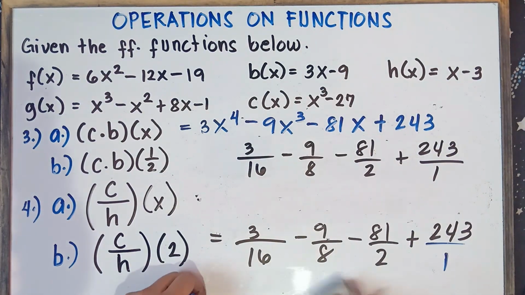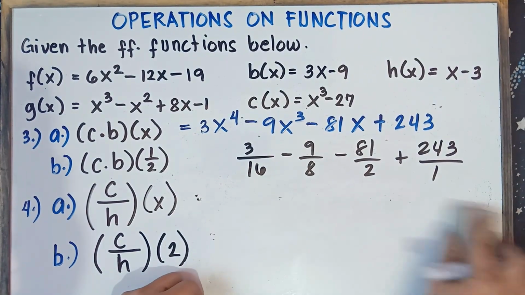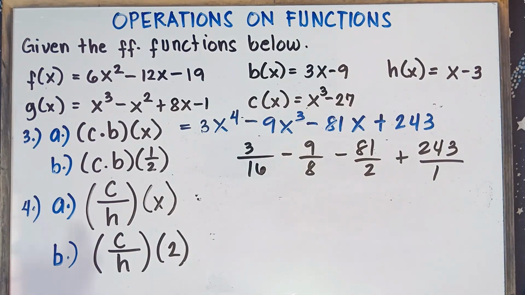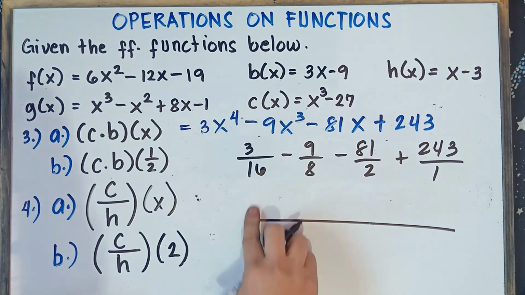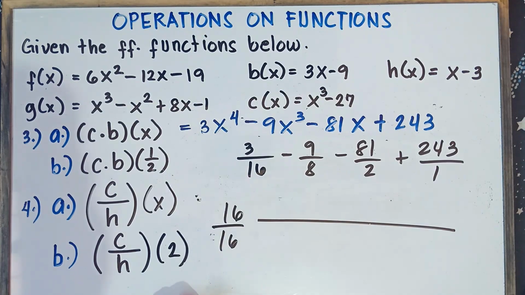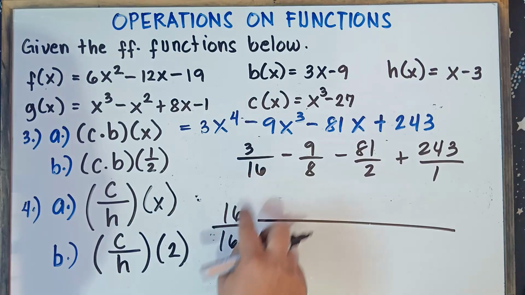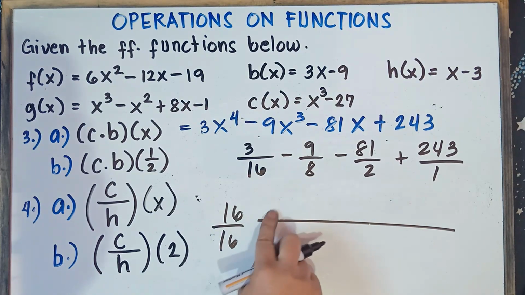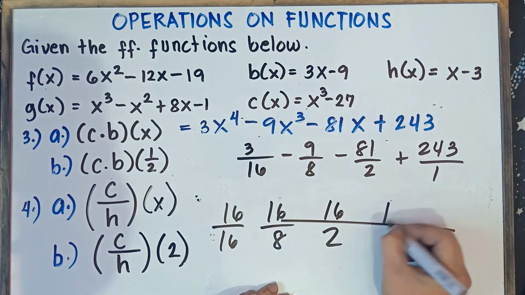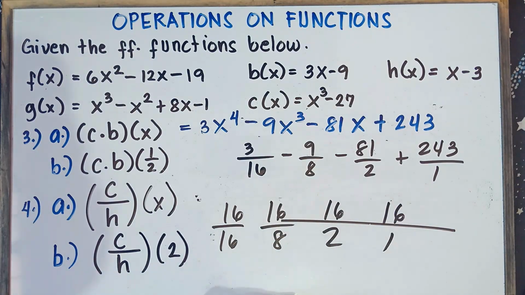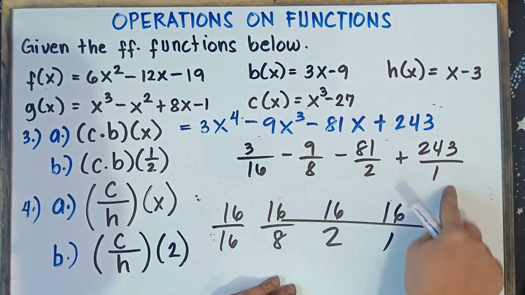That's okay. So once again, class, we can only combine fractions if they have the same denominator. Since they don't have the same denominator, we need to find the LCD, the least common denominator. What would be the least common denominator, class, of 16, 8, 2, and 1? That's correct. That would be 16, right? Question, why is that, sir? Because we can divide 16 by 16, we can divide 16 by 8, we can divide 16 by 2, we can divide 16 by 1. So therefore, the LCD of 16, 8, 2, and 1 would be 16.